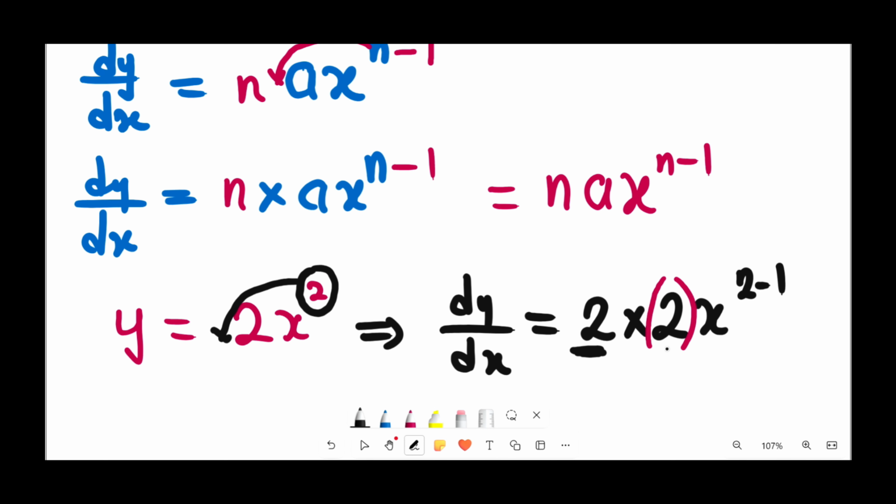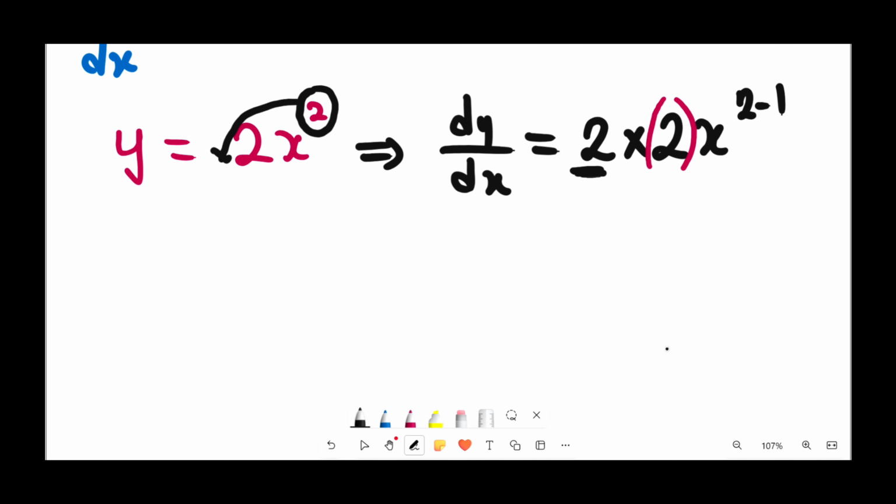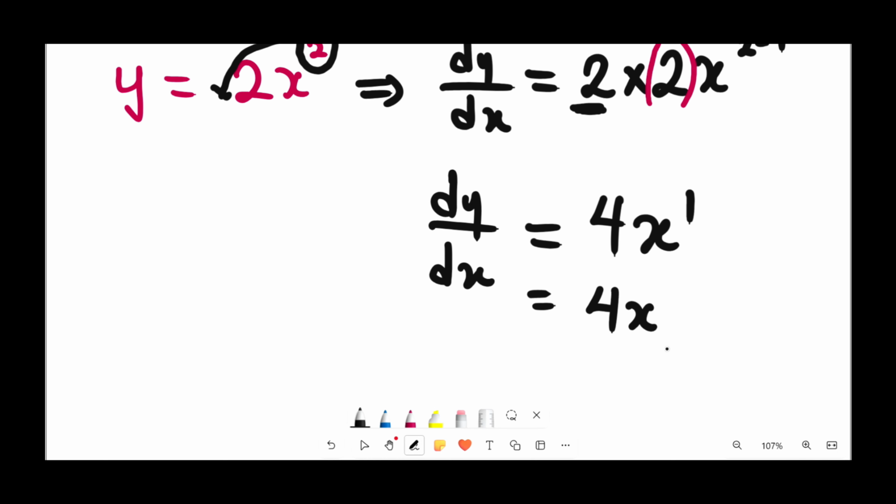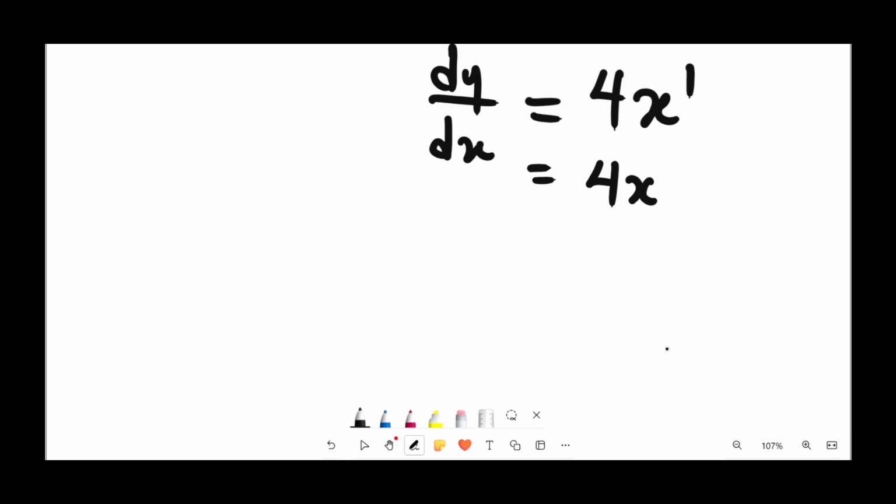All right. So this becomes our dy dx becomes 4x. Then we have here 2 minus 1 as the exponent. So it becomes 1, which is the same as 4x. All right. Let us take other examples and see what we can do.